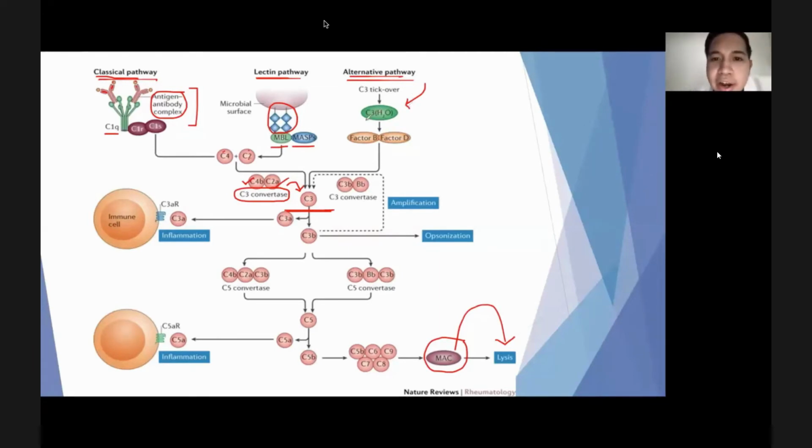Okay? So ngayon, when C3 is combined with water, it will now be hydrolyzed. The hydrolyzed form of C3 will now combine with factor B and factor D. Okay? And the combination of these three will now act as C3 convertase, which would again cleave C3 into C3A and C3B. So nakita nyo po, iba-ibang pathway sila, but they will still end up with the cleavage of C3 into C3A and C3B. Okay?